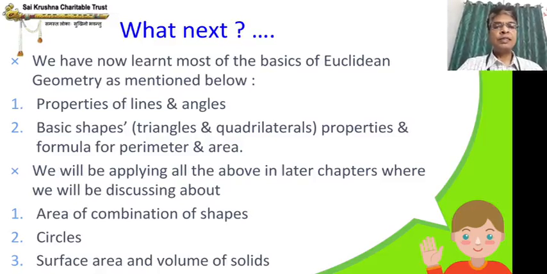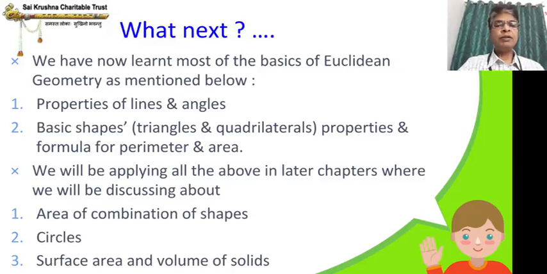So, now we have been seeing the basic shapes, that is basic polygons, triangles and quadrilaterals. That is sufficient. We have already seen the properties as well as formulas for the basic shapes through lines and angles properties. Now we will be applying them for the area of any combination of shapes, whether it is a pentagon, hexagon or any complicated shape.